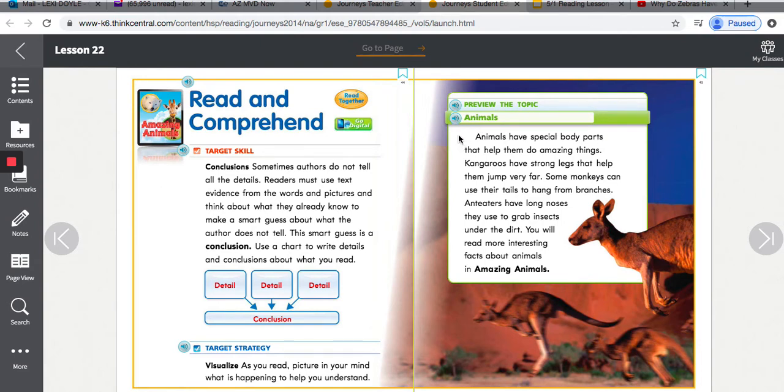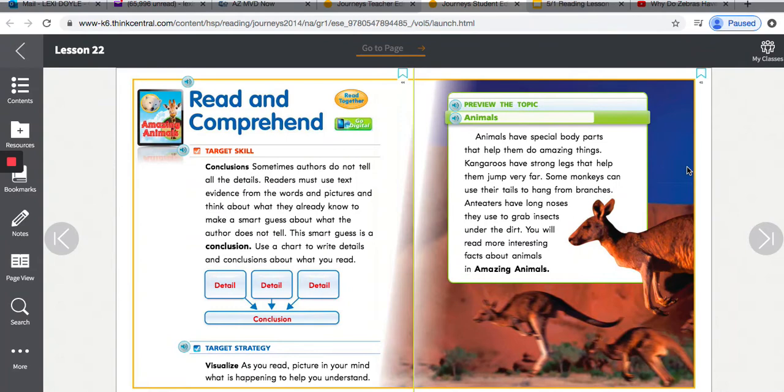Animals have special body parts that help them do amazing things. Kangaroos have very strong legs that help them jump very far. Some monkeys can use their tails to hang from branches. Anteaters have long noses that they use to grab insects under dirt. You will read more interesting facts about animals in Amazing Animals.